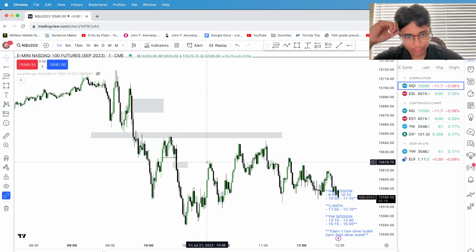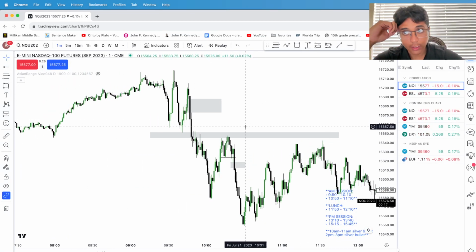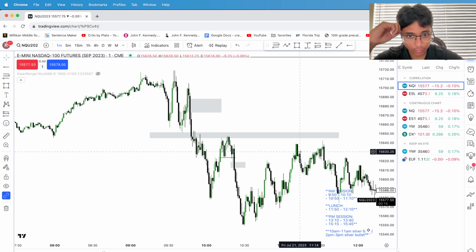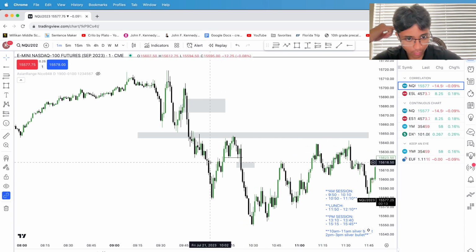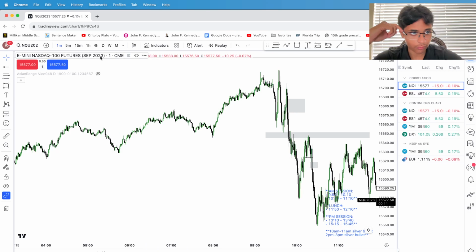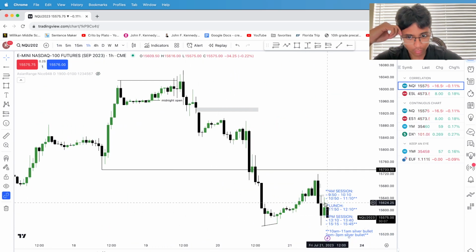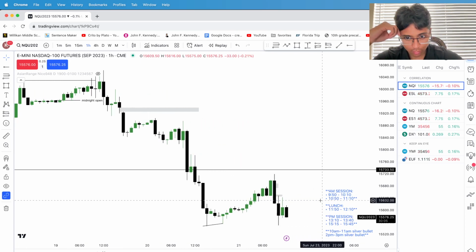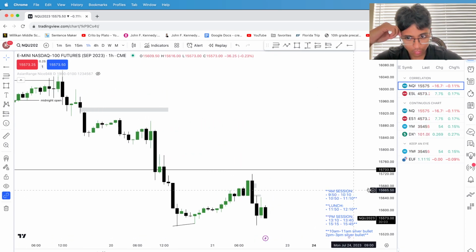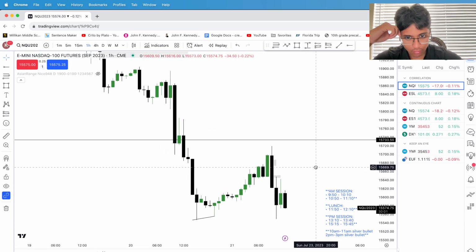Alright, so real quick, I'm gonna go over my trades from today, July 21st, 2023. So basically, on the 1 hour, around 10 a.m., it was looking like this candle right here. So my bias was bearish, right?